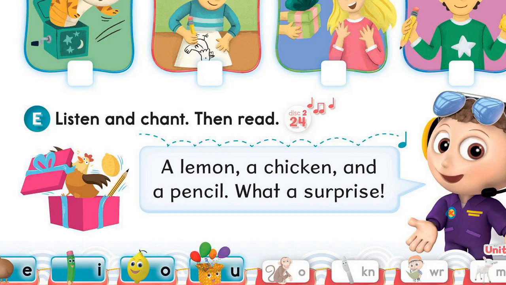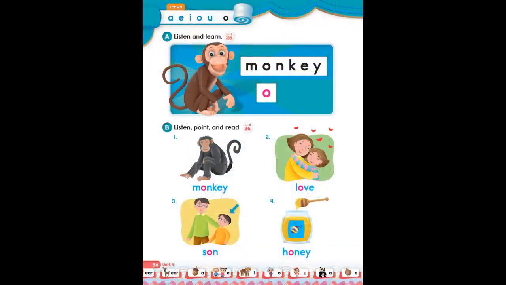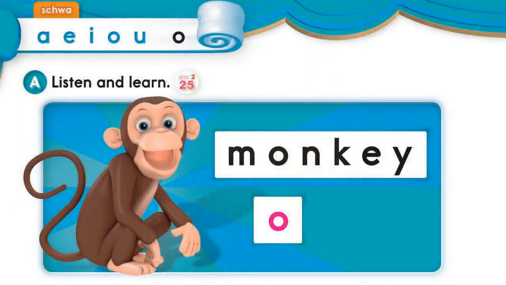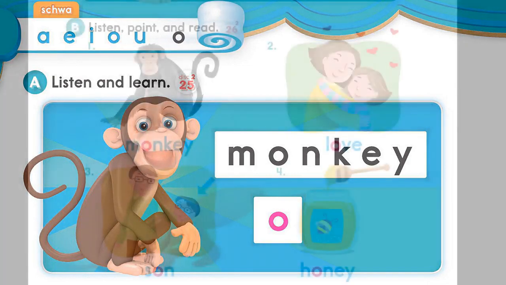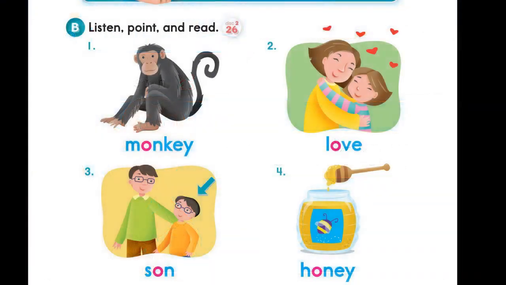Page 56. Schwa: O, A. Listen and learn. This is a monkey. Do you remember the sound? What's the middle sound in the word monkey? That's right. Monkey.